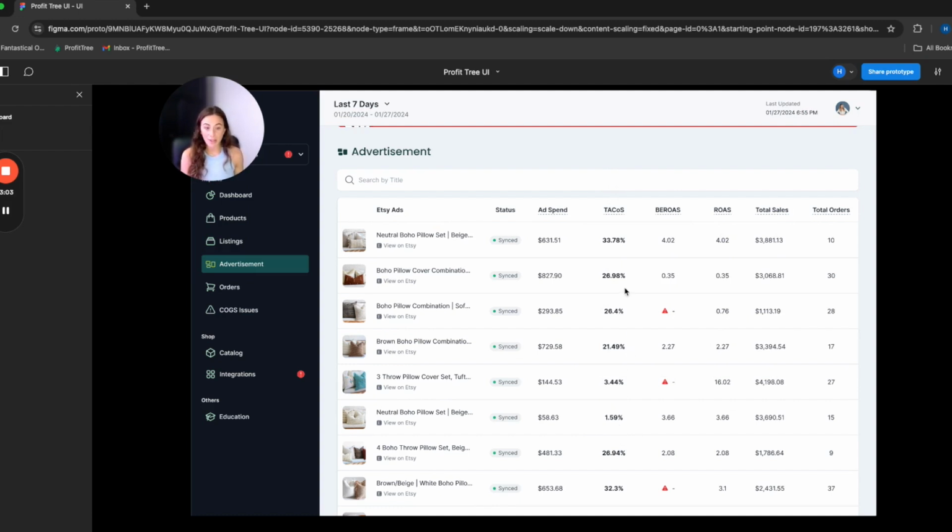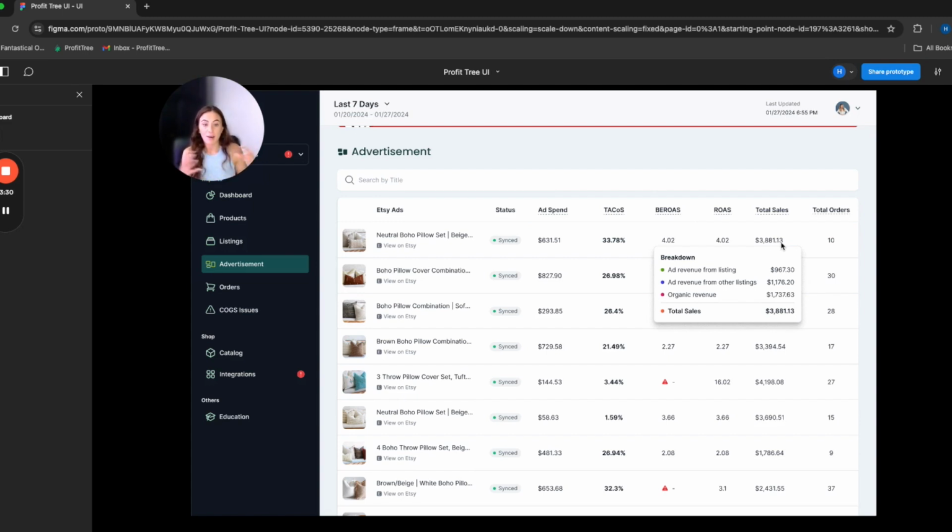It's so valuable because your TACoS is your spend divided by your total sales. But the kicker is that your total sales amount here is your ad revenue from the listing, your ad revenue from other listings, and your organic revenue. So it's taking the holistic picture of the revenue that originated from that listing.